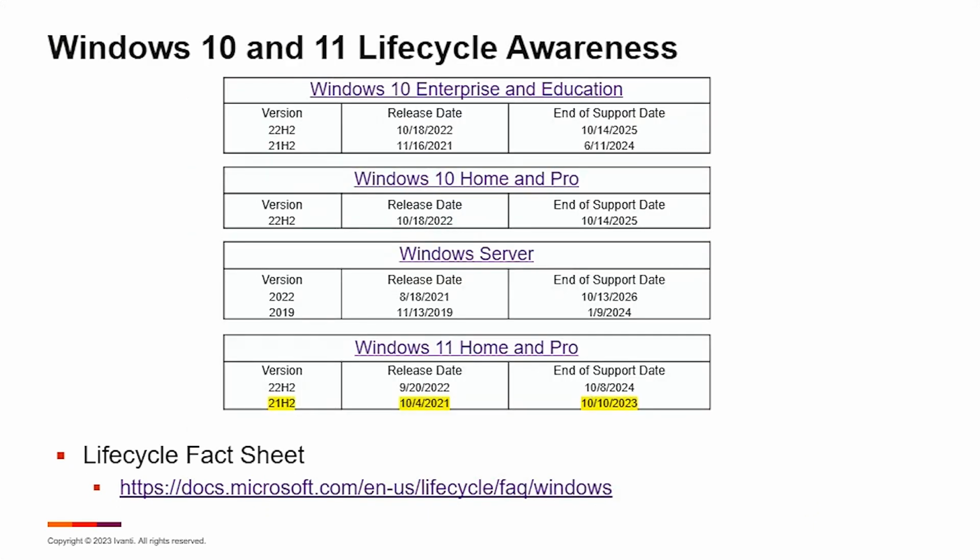On the lifecycle awareness, the next event we've got coming up is 21H2. We're a couple of months out from that having to be a problem, but as you're winding down, just make sure that you've got visibility around any devices that are still running Windows 11 Home or Pro 21H2. You have a couple more months here before that final update will be going out on 10/10/2023. Just make sure that you've got devices moving forward so that they're not vulnerable.